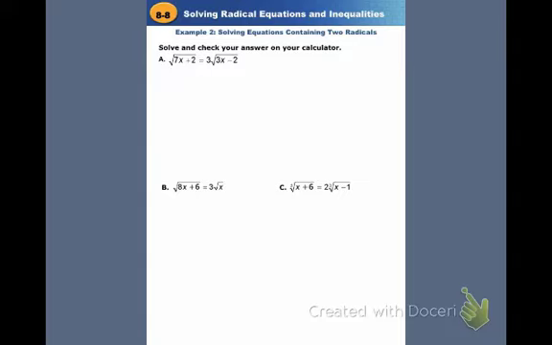So we're going to raise both sides to the power of the radical's index. In other words, these are square roots, so we're going to square both sides. So I'm going to go ahead and do that. I'm going to square both sides. I'm going to go right straight to step 2.